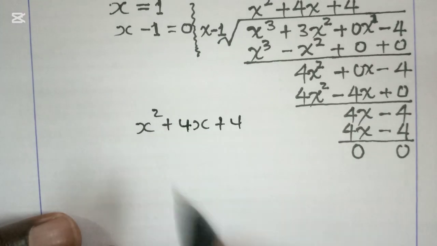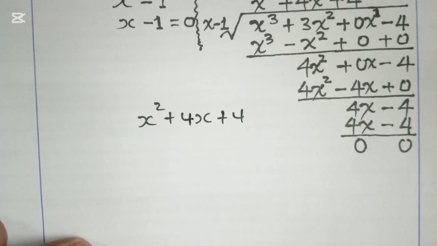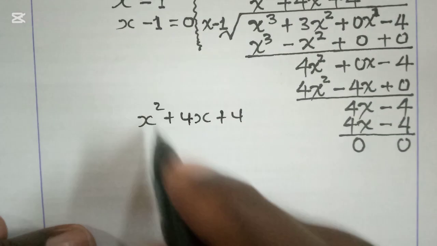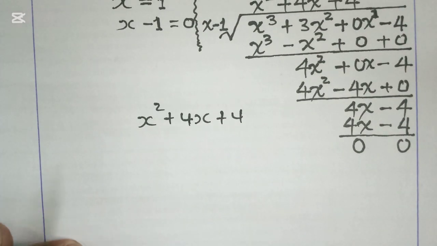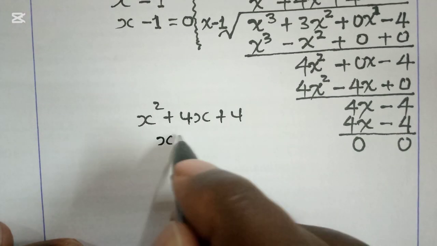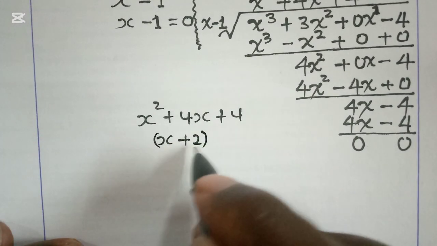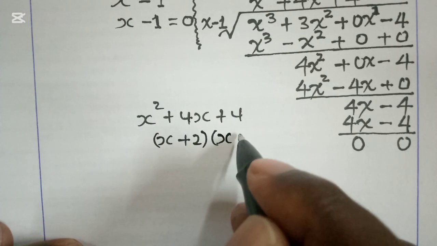So this one, we are going to break it into 2. And for those who are familiar with this quadratic equation, this one now comes to (x - 2)(x + 2), like that.